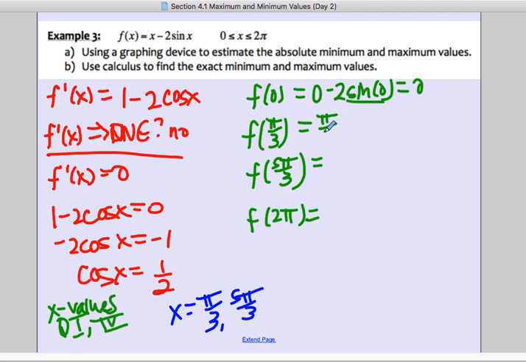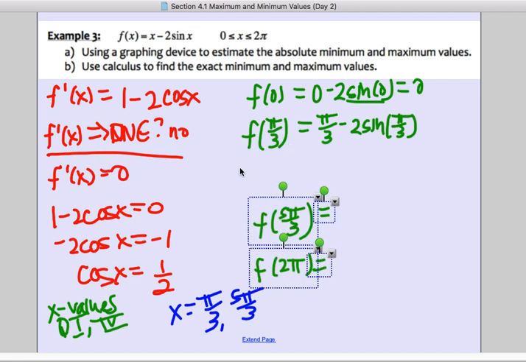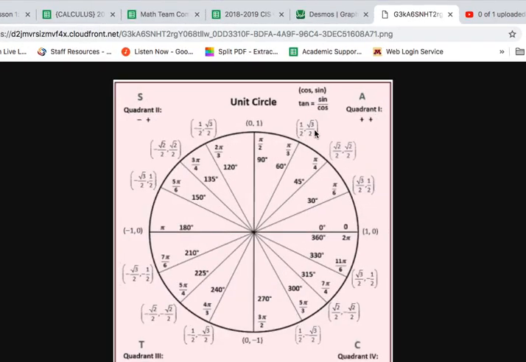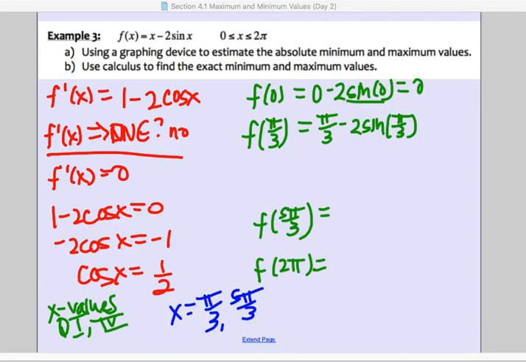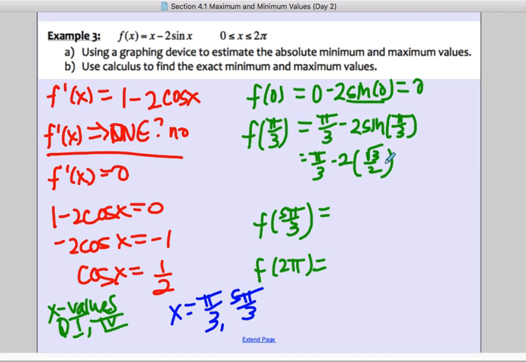Then we have pi over 3 minus 2 sine of pi over 3. We have to be careful because it does want the exact answer, right? Exact max and mins. So we look at sine of pi over 3 on our unit circle. Pi over 3 is here. My y value is square root of 3 over 2. So we have pi over 3 minus 2 times square root of 3 over 2. If I simplify, these will cancel. So we really have pi over 3 minus square root of 3. That's my exact answer.